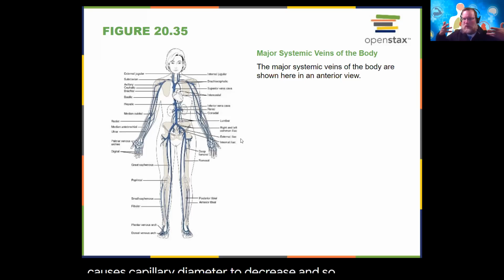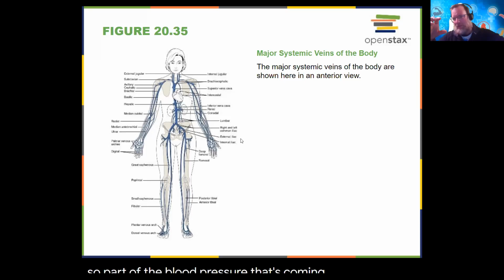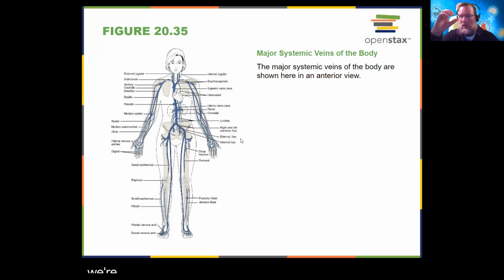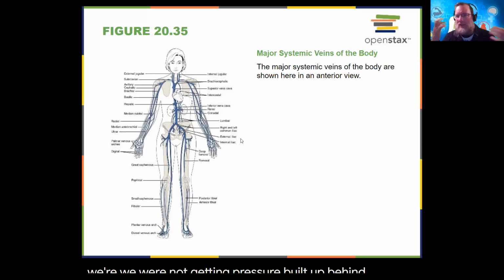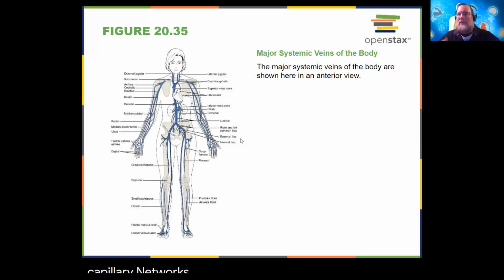And so going backwards, what feeds capillaries? Arteries, right? Part of the blood pressure that's coming from your heart and into the arteries, into the capillaries, we have to have a diameter that's very specific for our capillaries, so we don't get pressure built up behind where those capillaries have shrunk. And so then what happens distally in the capillary network? So heart rate problems, blood pressure problems with obesity, but also we get tearing.